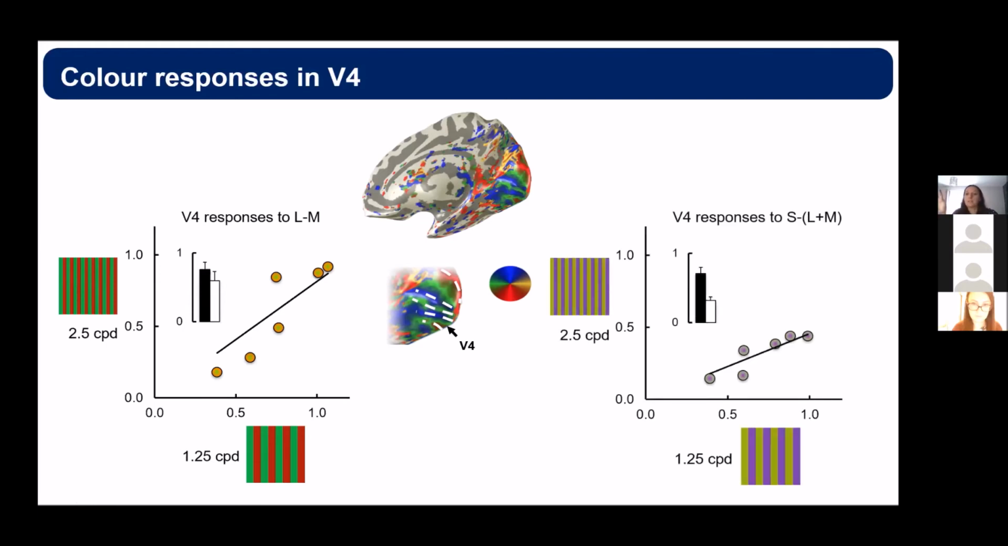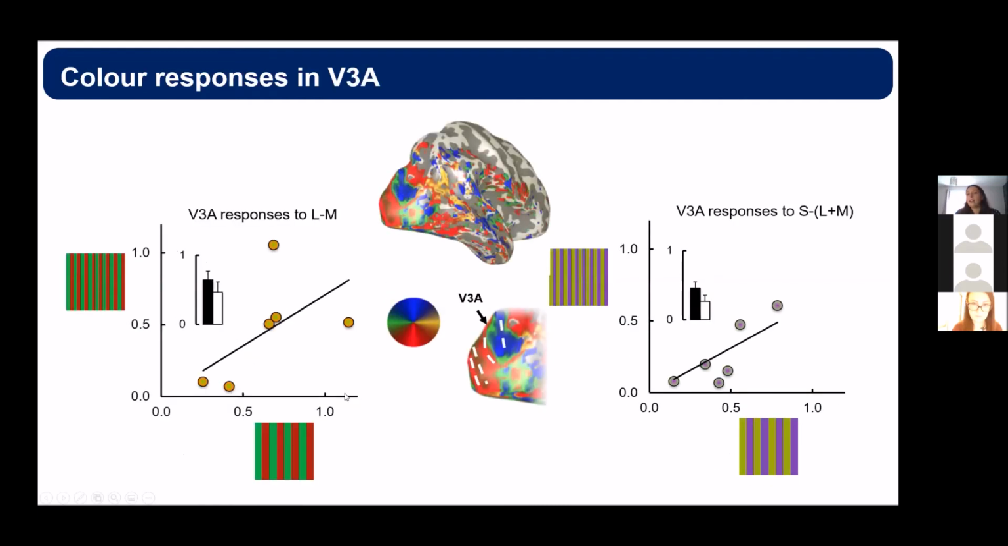So for V4, we can see strong correlations between conditions for each participant and a robust response here to both colour conditions. In the L-M condition, we can see from the slope in the graph, there is very little difference in response when we double the spatial frequency. However, when we look at the S-cone condition, doubling the spatial frequency almost halves the response we detect from V4.